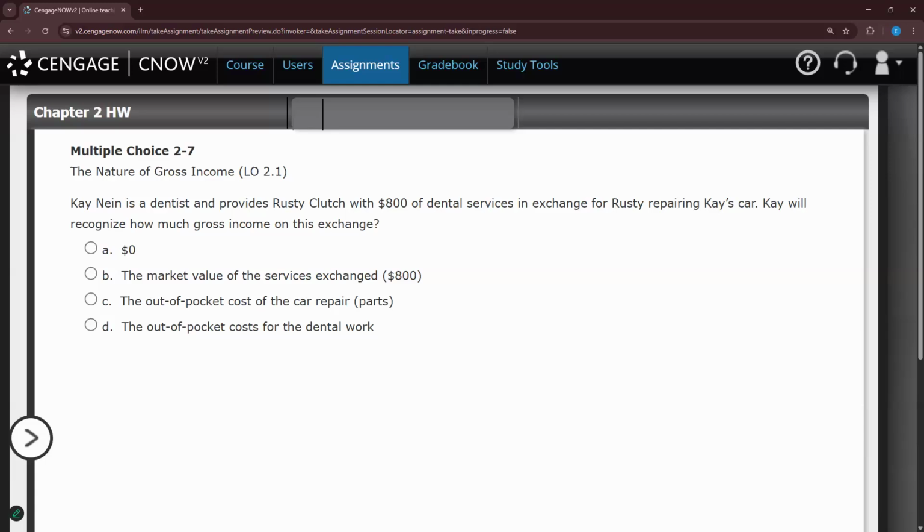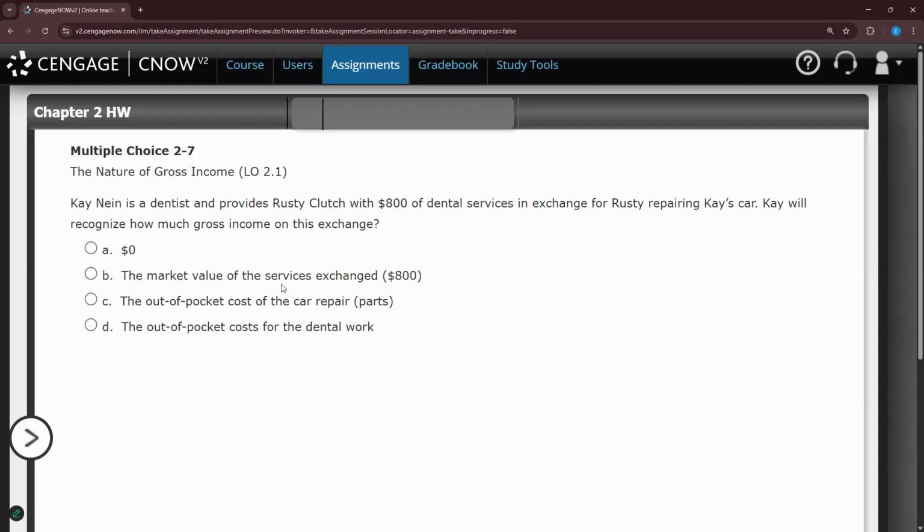All right, so here we see it says K will recognize how much gross income on this exchange. K Neen is a dentist and provides Rusty Clutch with $800 of dental services in exchange for Rusty repairing K's car. How much is K going to recognize? So again, you might say, why am I including this for income? We just exchanged services. Uncle Sam says absolutely not. So 0, A, is not the correct answer.